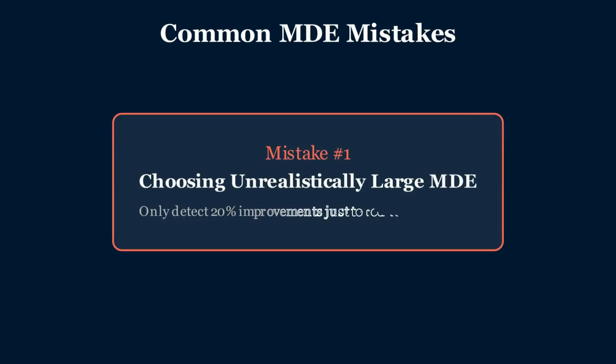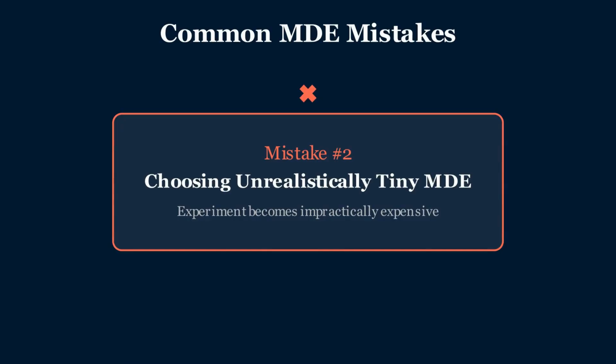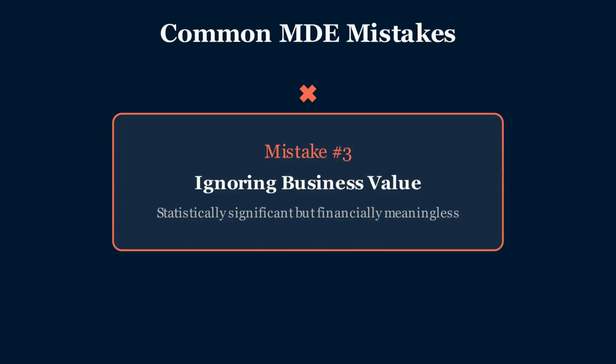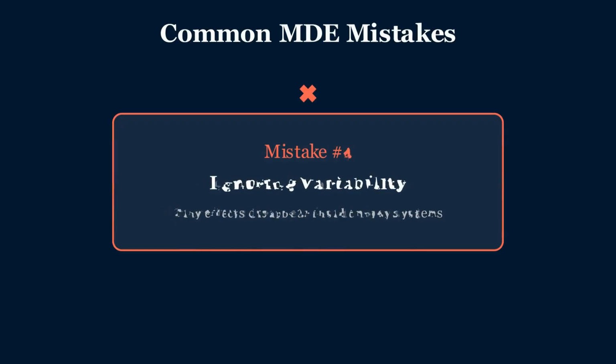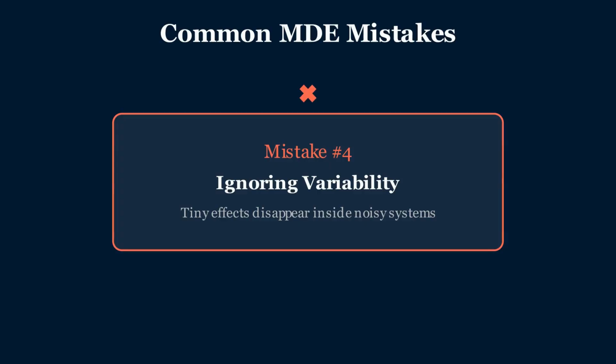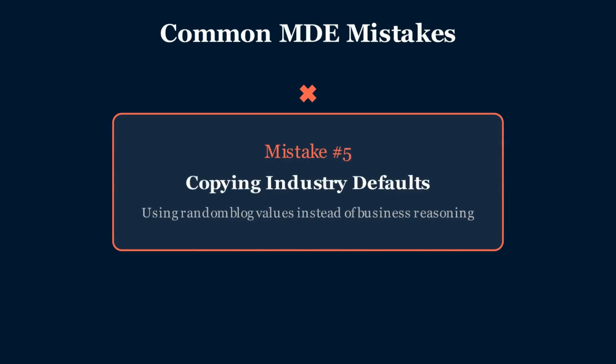Mistake 1: Unrealistically large MDE. Choosing huge effects just to reduce sample size. Mistake 2: Unrealistically tiny MDE. Trying to detect effects so small that the experiment becomes impractically expensive. Mistake 3: Ignoring business value. Detecting statistically significant changes that are financially meaningless. Mistake 4: Forgetting variability. Tiny MDEs become extremely difficult in noisy systems. Mistake 5: Copying industry defaults. Using random MDE values from blog posts instead of using business specific reasoning.